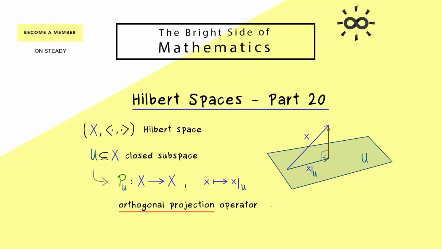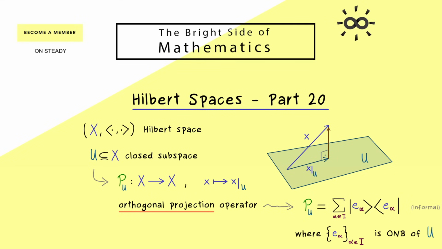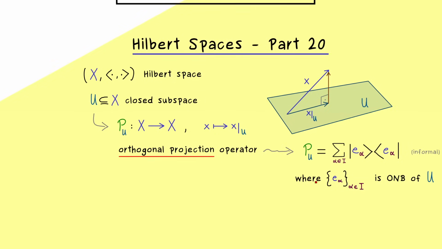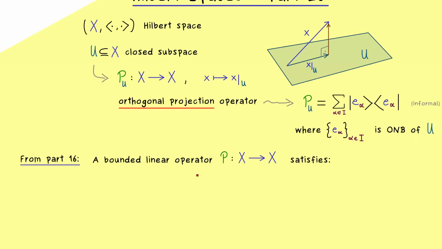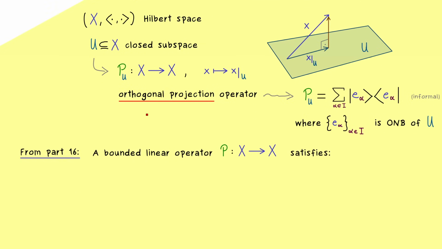And moreover, you can also express this operator P_U by using an orthonormal basis of U. There we can use this informal notation where e_alpha gives us the ONB of U. Or more correctly, we should say we can take any ONB of U, and this description of our orthogonal projection is true. So this is really nice, but we already know much more about these orthogonal projection operators. Namely, we don't need to know anything about the subspace U or the ONB of U, because some properties for a linear operator are already enough to guarantee that we have an orthogonal projection.